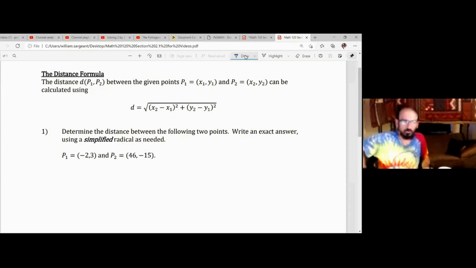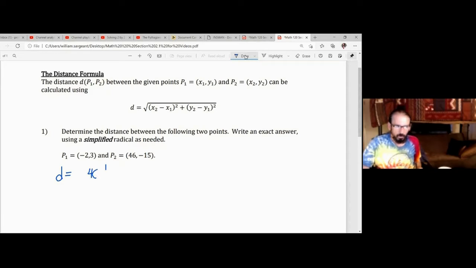Okay, so we've got the distance formula. Let's use that to find the distance between the points (-2, 3) and (46, -15). I'm using 46 as x2 and -2 as x1. Do that subtraction and then square.